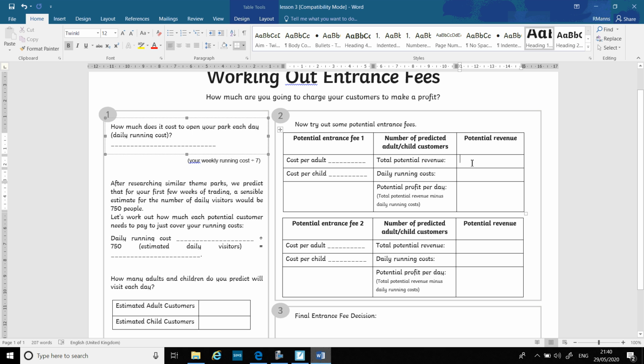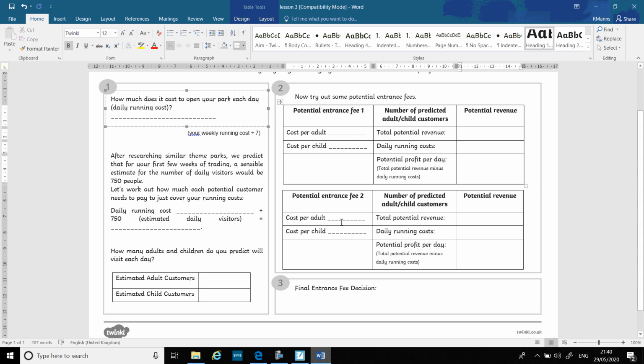So whatever you think you're going to make using this price, add together the amount from the adults and the amount from the children, and then subtract the daily running cost, and that will tell you your profit based on that entrance fee. Once you've done that, you can then try a different entrance fee, maybe slightly higher or slightly lower, and work out your profit again.